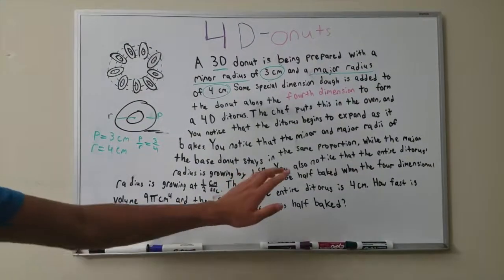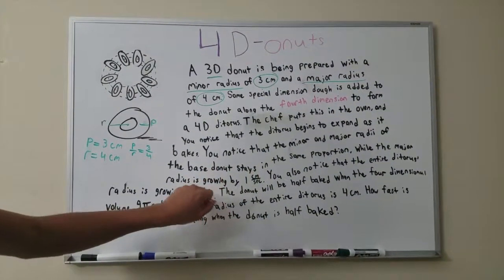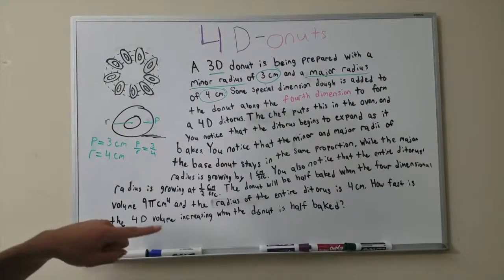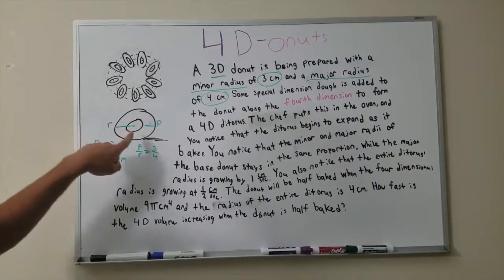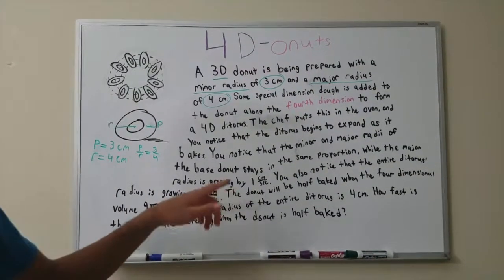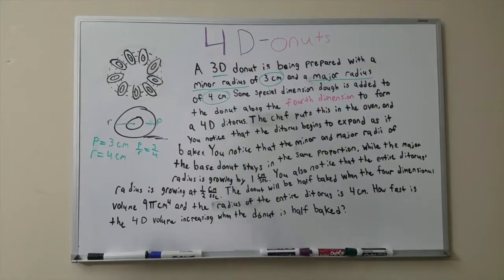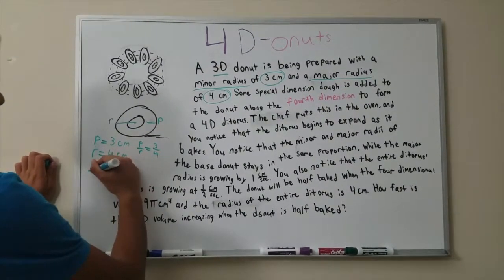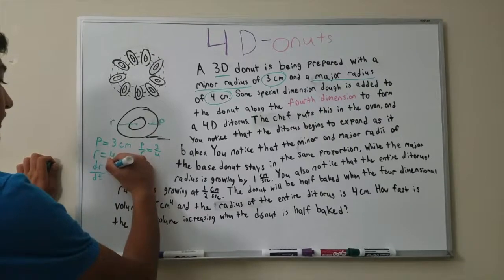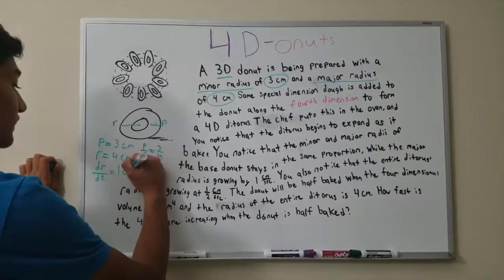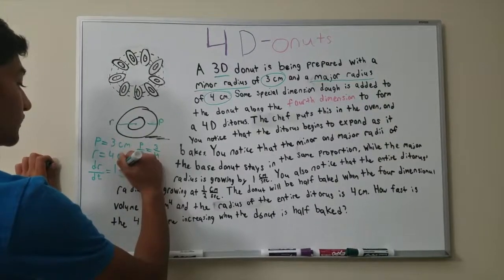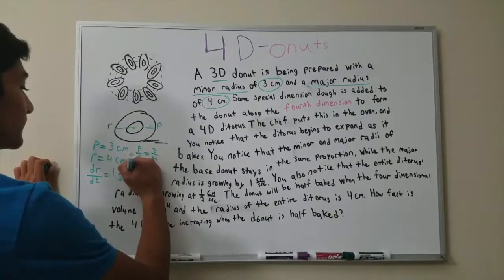So now we also know that the major radius of the base donut, which is this, since the base donut of a ditorus is a 3D donut, is growing by 1 centimeter per second. So we can say that dr over dt is going to equal 1 centimeter per second.